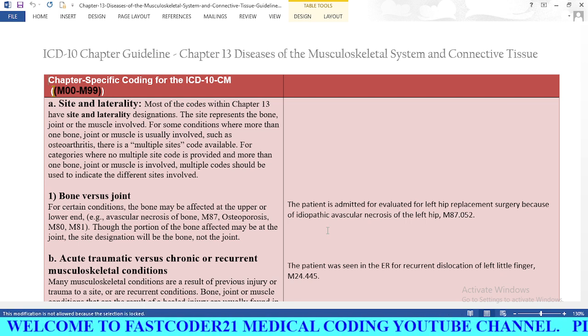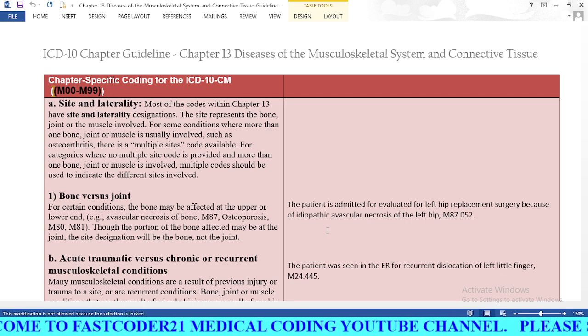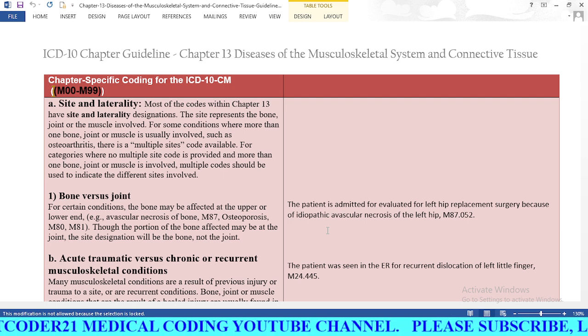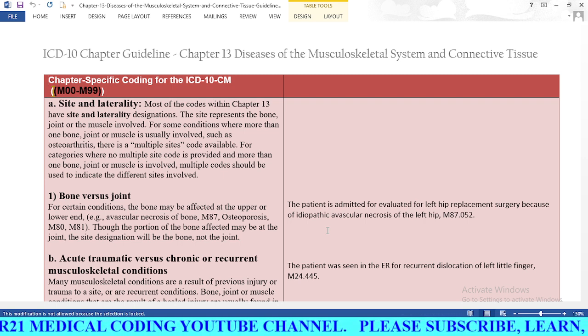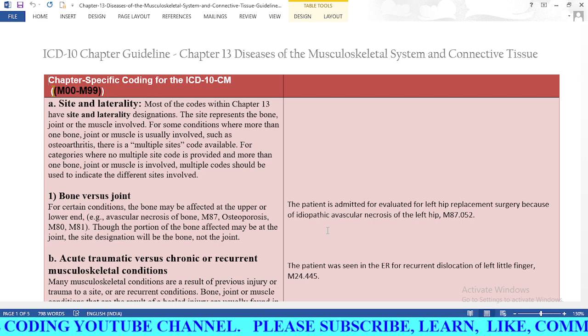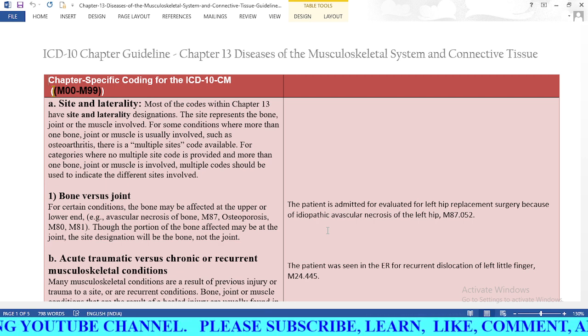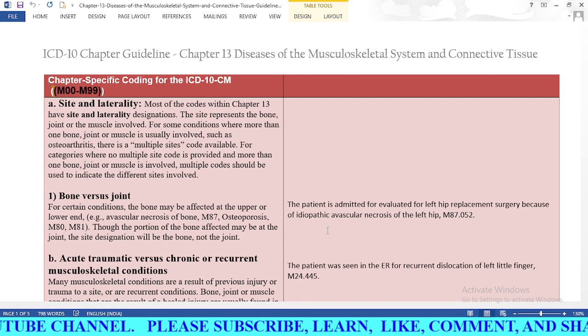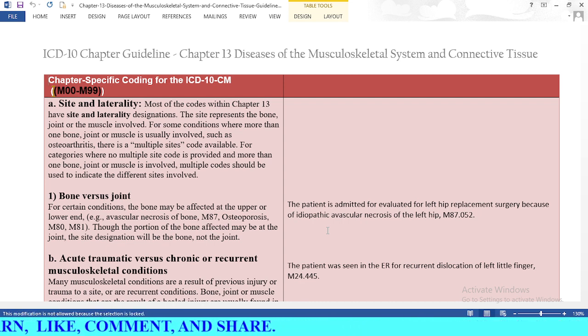So we have the first guideline, site and laterality. Most of the codes within Chapter 13 have site and laterality designation. For example, if you want to code fractures or any type of pathologic condition, we need to check the site and laterality of the conditions.